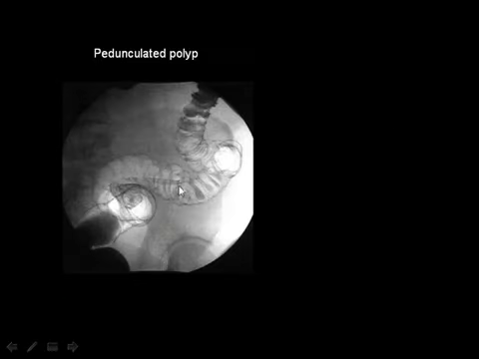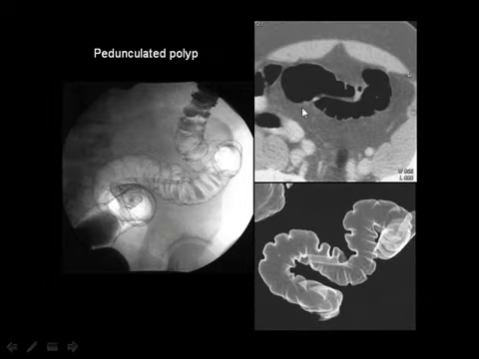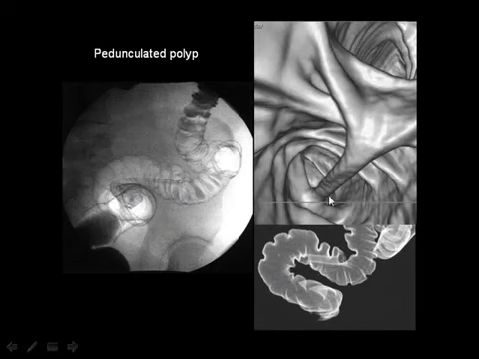Also, this is a pedunculated polyp. You see the pedicle and you see the polyp. After injecting air, you can see the polyp and the pedicle. And this is the road map where we can go by the virtual camera to see this particular lesion. And this is the image obtained by virtual colonoscopy, and you can see the pedicle and the polyp.